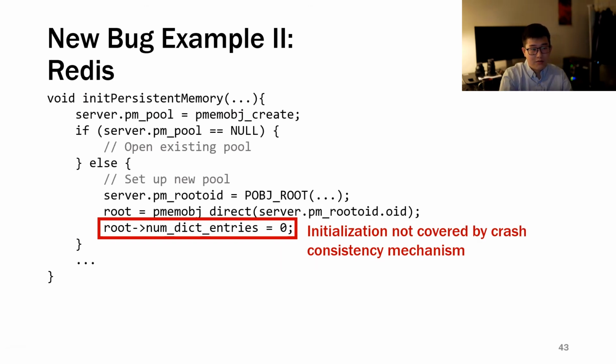The second bug I'm showing now is Redis. There's an init persistent memory function that performs an initialization of persistent memory if the memory pool has not been set up yet. In the last step of the setting of new pool, the program writes to a number of dictionary entries in the hash in the Redis. Because initialization is not covered by any cross-consistent mechanism, the number of dictionary entries can be a garbage value, could be any value. So the recovery program may be checking a value that's greater than 0, and tries to recover it. But because the program is just initialized, there's no entry for it to recover from, and this is causing a bug.